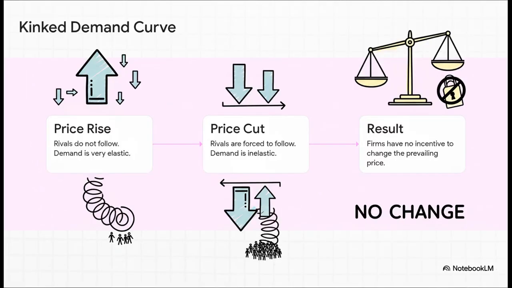So why are prices in an oligopoly so sticky? This logic explains it. Let's say one car company raises its price. What do the others do? Nothing. They keep their prices low and hope to steal customers. But what if that same company lowers its price? Well, now its rivals are forced to lower their prices too, just to keep their own customers. So either way, there's no real incentive to change the price at all.